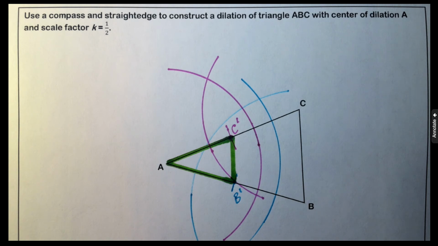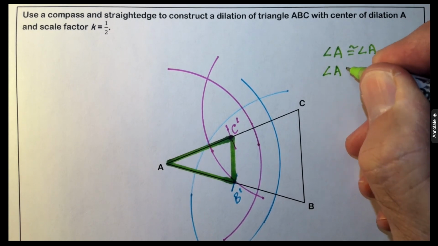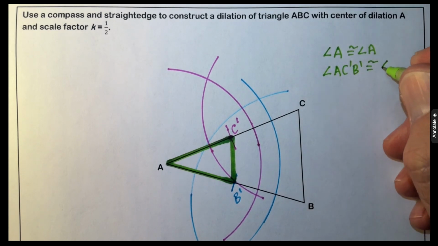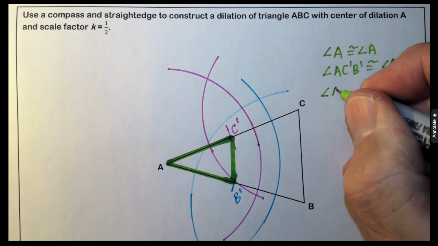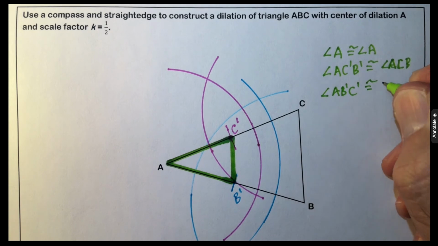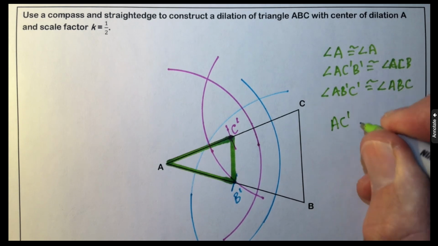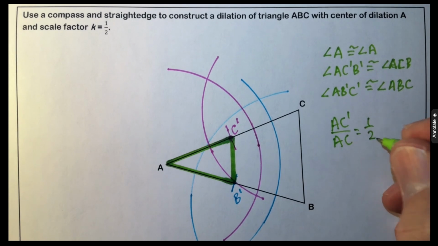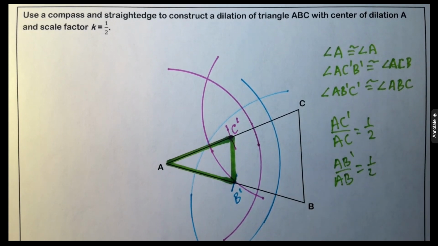So what we know about this triangle is that angle A is congruent to angle A. We know that angle A, C prime, B prime is congruent to angle ACB. We know that angle A, B prime, C prime is congruent to angle ABC. So all of the angles are congruent, and the sides, if we write them as ratios, AC prime over AC is a ratio equal to 1/2. AB prime over AB is also a ratio of 1/2. And finally, C prime B prime over CB is a ratio of 1/2.